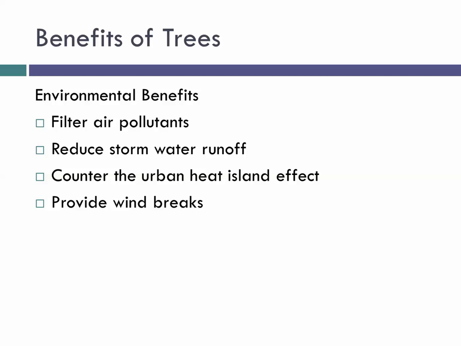Trees are responsible for countering the urban heat island effect. In our cities, we use a lot of paved surfaces, concrete, blacktop, etc. During the day, they can collect heat from the sun, causing our areas to warm up 3 to 5 degrees more so than the surrounding areas. By having trees, through their shade and their evapotranspiration cooling, they can help counter that urban heat island effect and have a cooling effect.